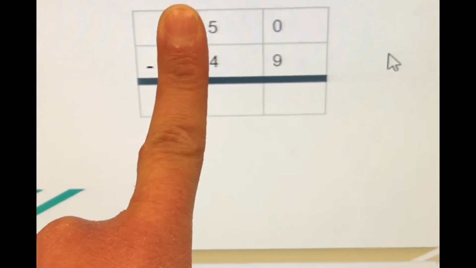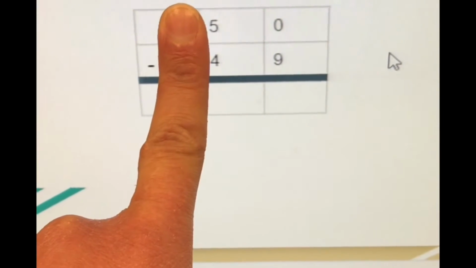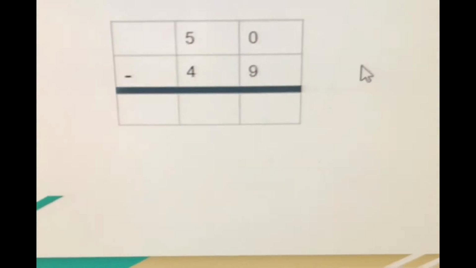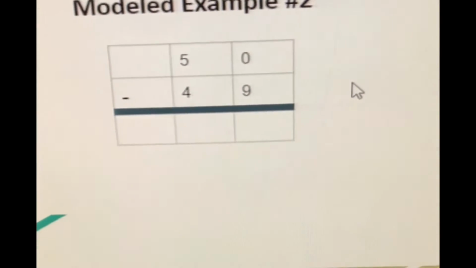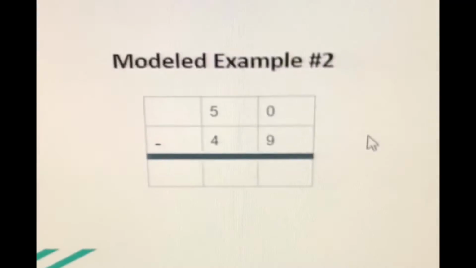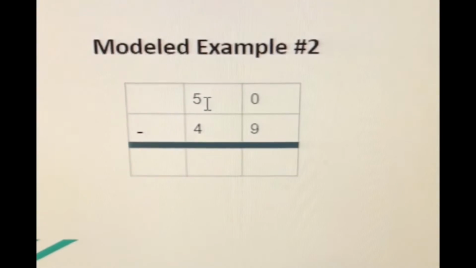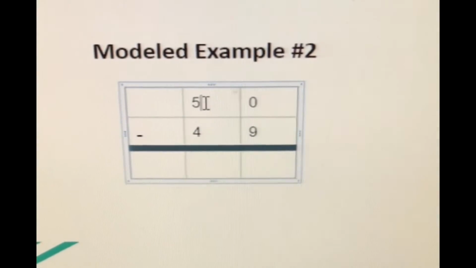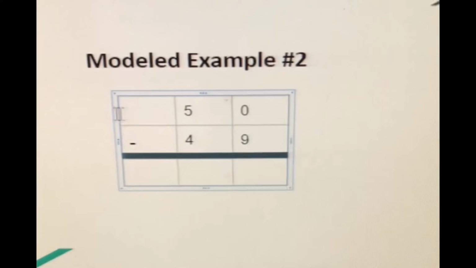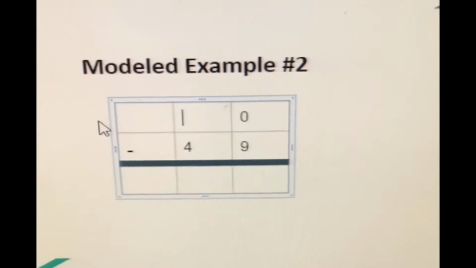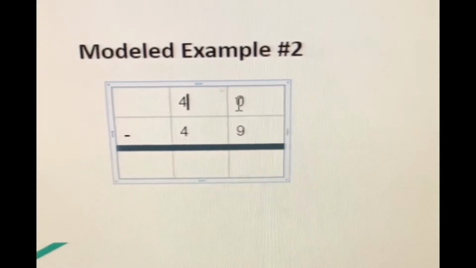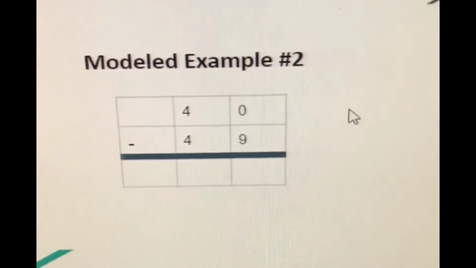In the tens place, we have 5 minus 4. Alright, so the first step is we have to take a 1 away from the tens place. So we have 5 tens. We got to take a 10 away from the tens place and add it to the ones place. So the 5 is going to become a 4. And then we have to add a 10 to the ones place.